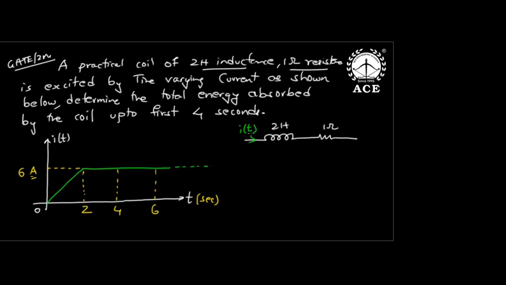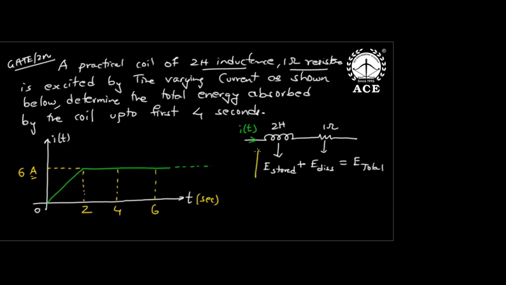In lumped parameter we show it like this. So now we know this is an inductor. A pure inductor, what will it do? Energy will be stored in electromagnetic form. But what about a pure resistor? Energy will be dissipated in the form of heat. So here the total energy absorbed by the coil means a part of the energy is stored and a part of the energy is dissipated. That is the real meaning here.